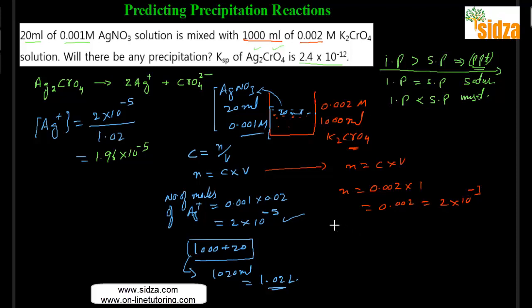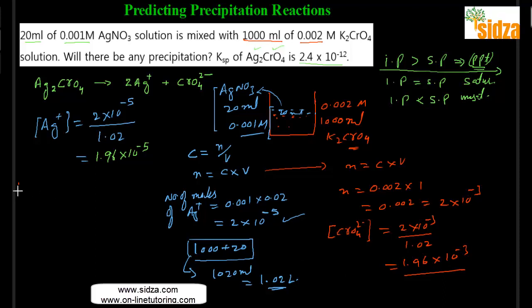And now what is the concentration of the chromate in the final solution? We have a final solution that has a volume of 1.02 liters. So the concentration will be 2 into 10 power negative 3 divided by 1.02 liters. When you simplify it, it will be 1.96 times 10 power negative 3. Now this is the concentration of the chromate ions, the CrO4 2 negative.